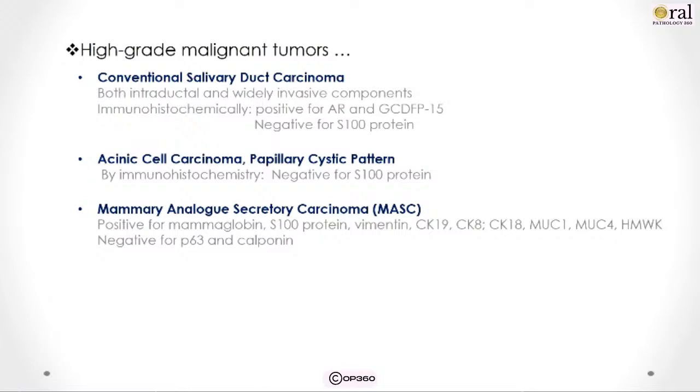About the second category, acinic cell carcinoma, by immunohistochemical staining, negativity for S100 could be helpful. And in our case, it was strongly diffusely positive. About the MASC or secretory carcinoma of the salivary gland, it is positive for mammaglobin, S100 protein, vimentin, and cytokeratin, as well as MUC1, 4, and high molecular weight cytokeratins. It is totally negative for P63, which was the main positive marker in our case, as well as negative for calponin.